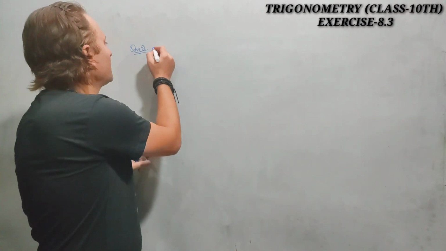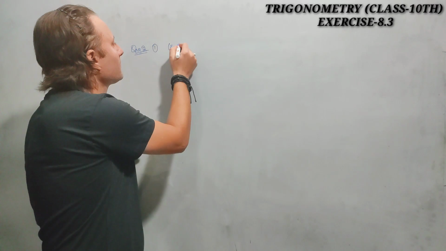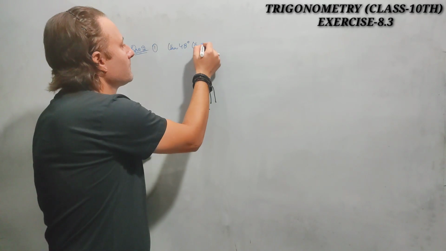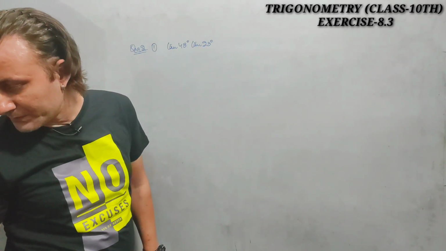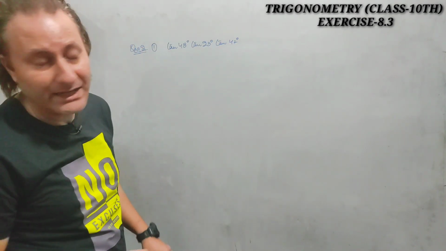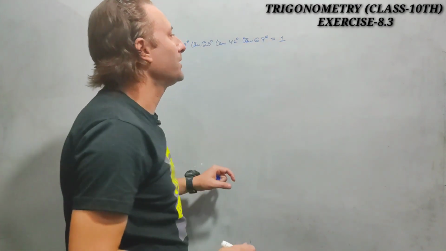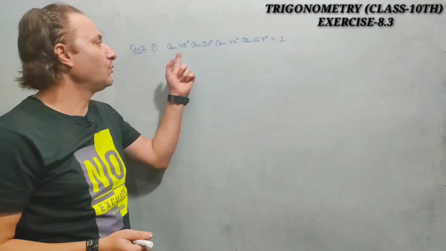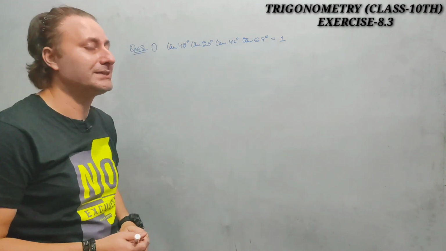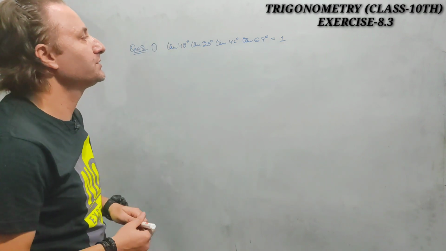So part 1 of question number 2 says, show that tan 48 degrees, then we have tan 23 degrees, then we have tan 42 degrees, and then we have tan 67 degrees, should be equal to 1. So we have this whole thing in multiplication. We have 1, 2, 3, and 4 things here. All are in tan. We have 4. I'm going to change 2 of them, and we'll see what happens.